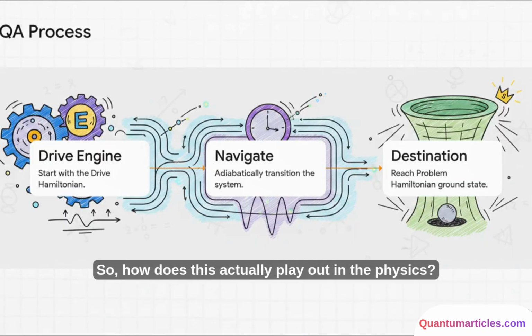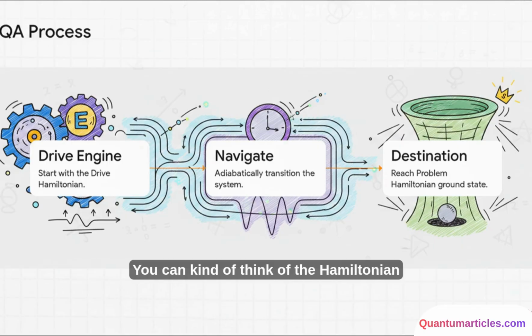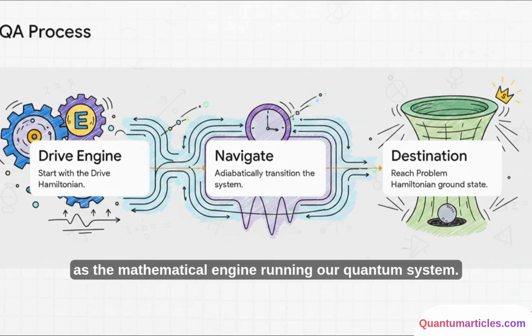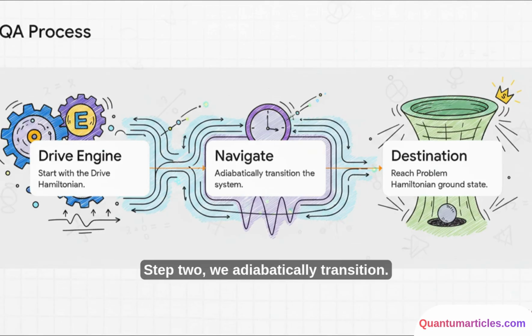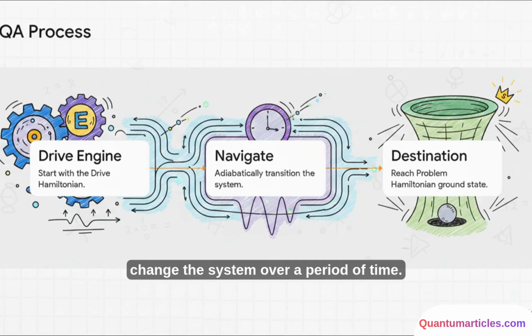So how does this actually play out in the physics? Well, it essentially breaks down into three main steps. Step 1, you start with what's called a drive Hamiltonian. You can kind of think of the Hamiltonian as the mathematical engine running our quantum system. We start this engine up in an easy-to-prepare ground state. Step 2, we adiabatically transition. That's just a fancy way of saying we slowly, and I mean very carefully, change the system over a period of time. We're actively navigating the maze.